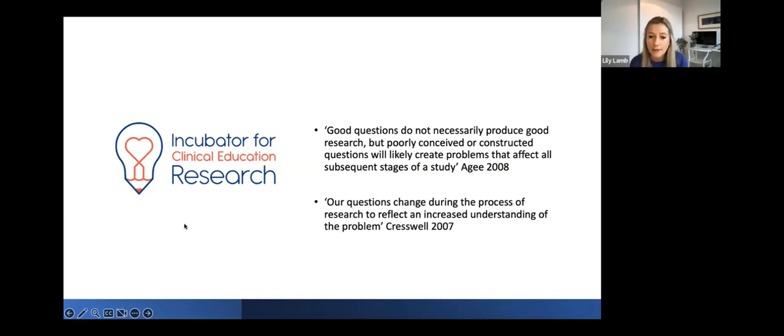And from Creswell, our questions change during the process of research to reflect an increased understanding of the problem. Qualitative research, by its nature, is often quite iterative, and the questions that you start out with aren't necessarily the questions that you end up answering in your research. And I've experienced this firsthand, as I'll tell you a little bit more about that.